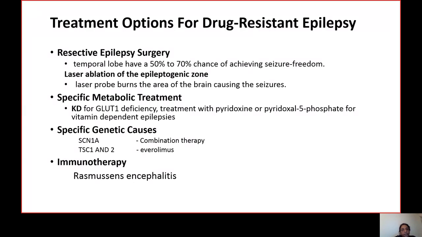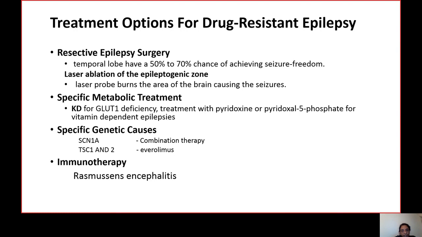So when you have this drug resistant epilepsy, what are the other treatment options we have? We know that there are conditions where we can manage with resective epilepsy surgery. For example, if we have a temporal lobe condition like mesial temporal sclerosis, we can have a surgery to remove that part of the temporal lobe, which has a 50 to 70%, a fair percentage, of achieving seizure freedom. So they are seizure free.